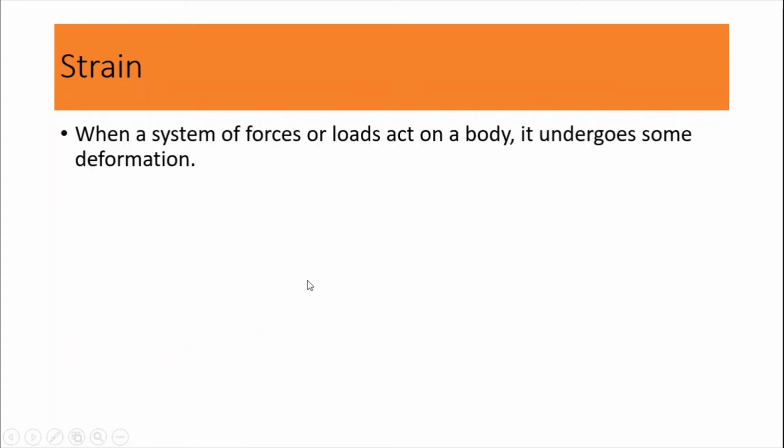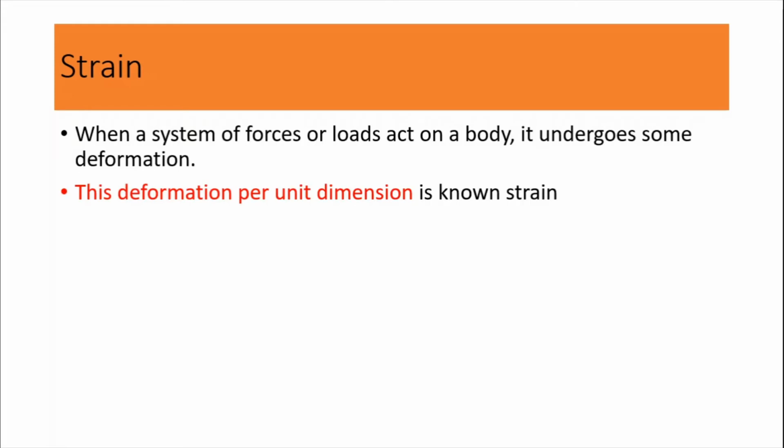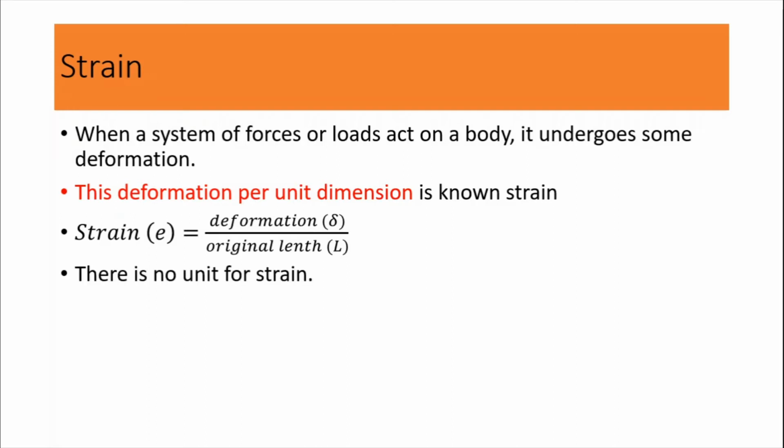Next is strain. When a system of forces or loads acts on a body, it undergoes some deformation. This deformation per unit dimension is known as strain. So strain is equal to deformation delta L upon original length L. There is no unit for strain.